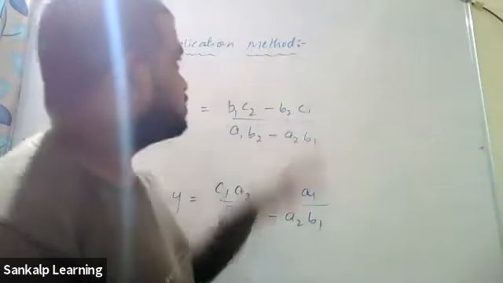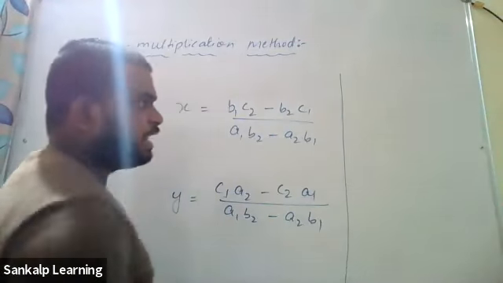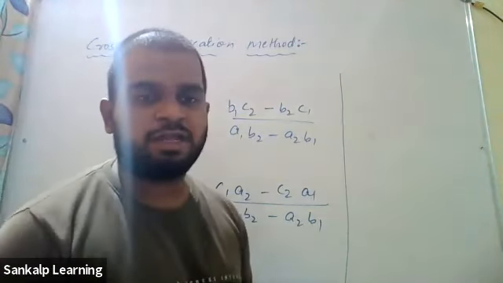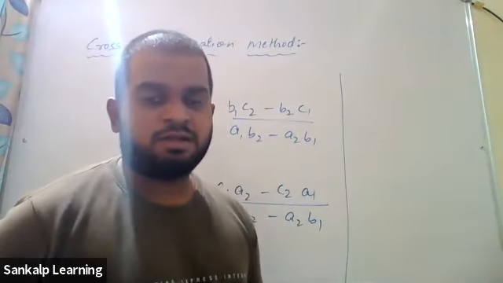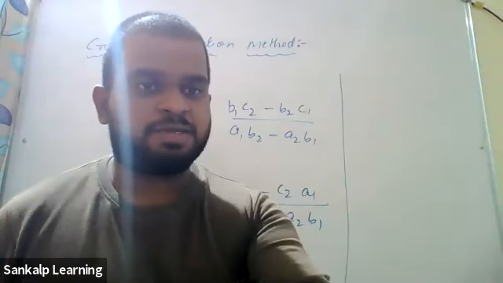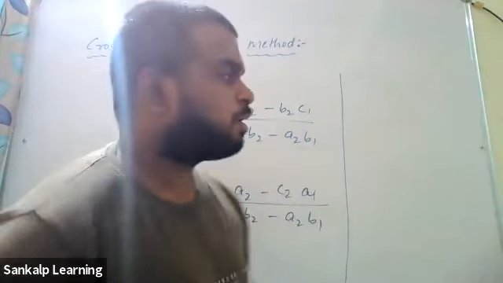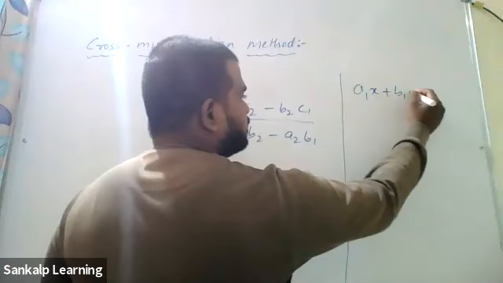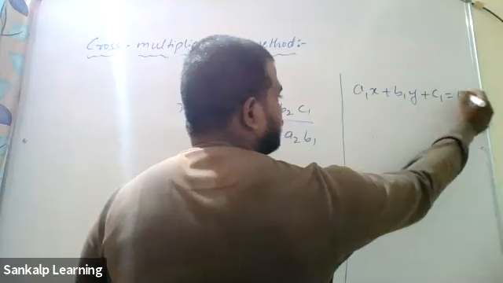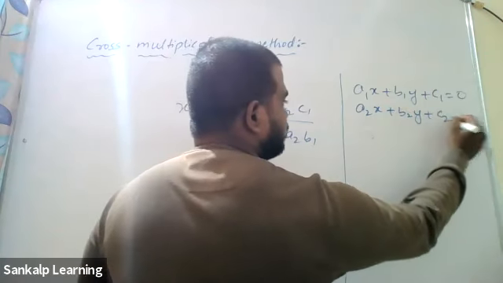Why actually the name is cross multiplication: let's take the general form. Can anyone tell me what is the general form of a linear equation? ax plus by plus c is equal to 0. That is for one equation. But when I'm talking about a pair of linear equations, it is like this: a1x plus b1y plus c1 equals 0, and a2x plus b2y plus c2 equals 0.